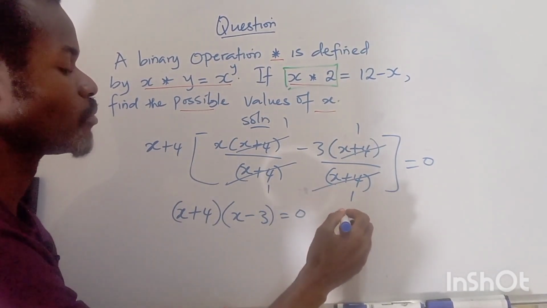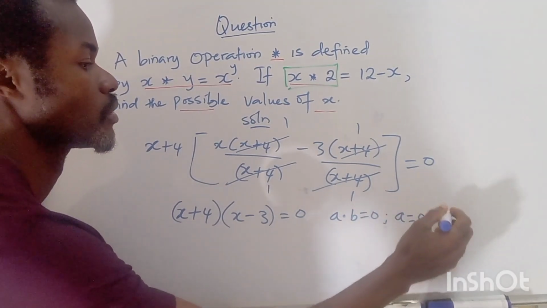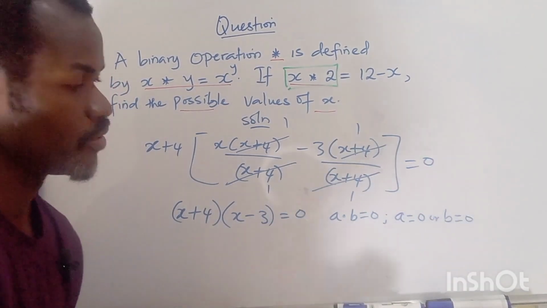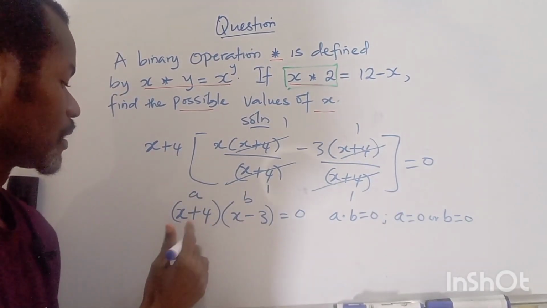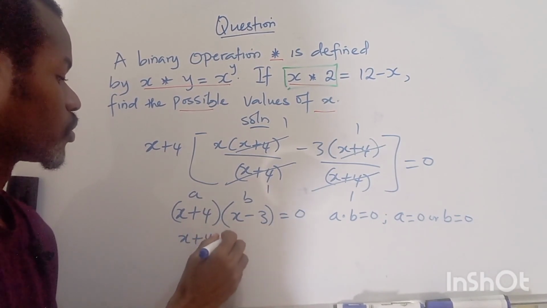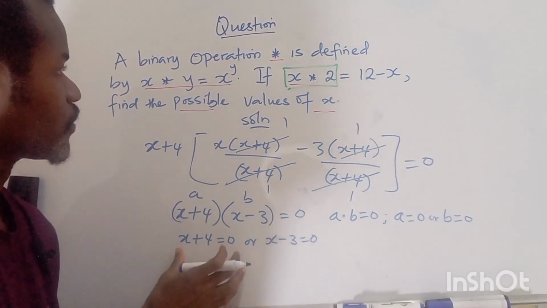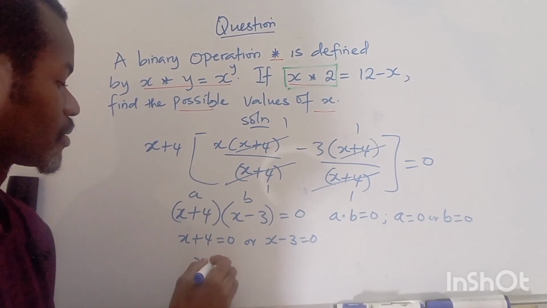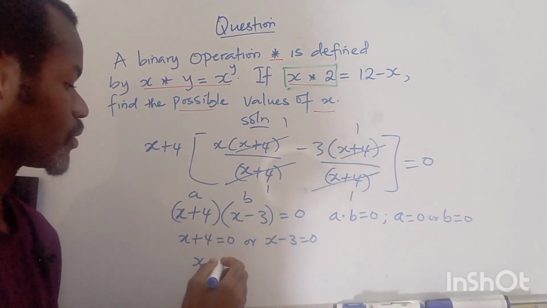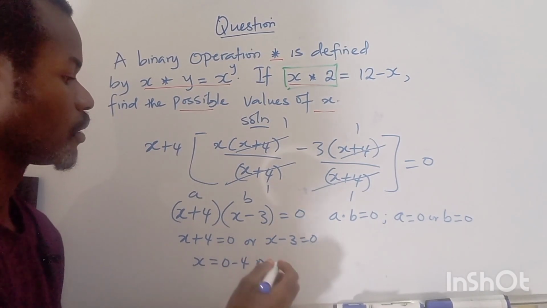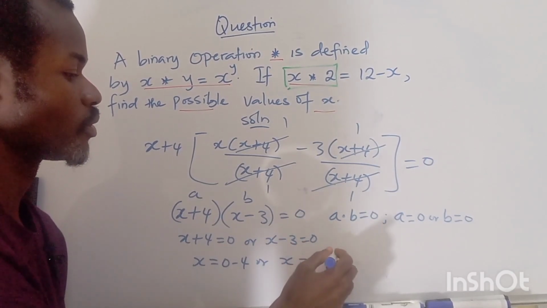Now remember, if you have a multiplied by b is equal to 0, it means either a should be 0 or b should be 0 for this condition to apply. So if this is my a and this is my b, it means x plus 4 should be equal to 0, or x minus 3 is equal to 0. From this, we can say that x is equal to, we subtract 4 from both sides, so we have 0 minus 4, or x here, we add 3 to both sides, so we have 0 plus 3.